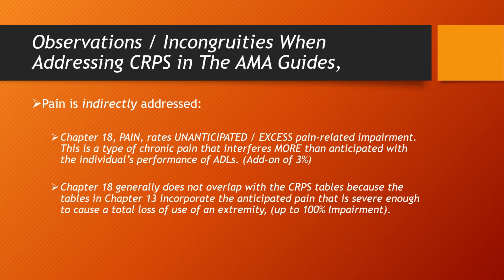And then finally, Chapter 18 generally doesn't overlap with CRPS tables, because the tables in Chapter 13, which is the central and peripheral nervous system chapter, incorporated anticipated pain that's severe enough to cause a total loss of use of extremity. So they already take that into consideration, so you don't have to.